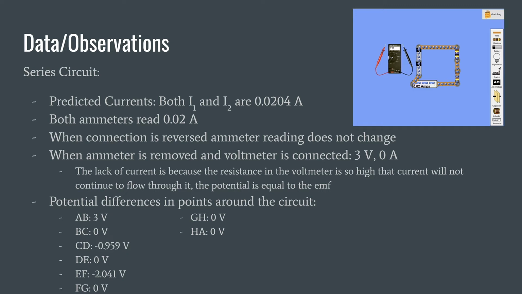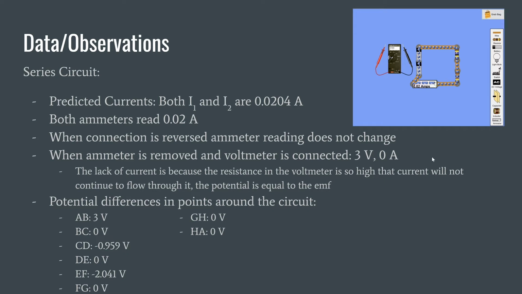When the connection is reversed, the ammeter reading does not change. When the ammeter is removed and the voltmeter is connected, it reads 3 volts, and the circuit does not move. It reads 0 amps when one of the ammeters is replaced, obviously. This is because the voltmeter does not complete the circuit, because the voltmeter is designed to have a high enough internal resistance that it doesn't affect the circuit at all, so no current will flow through it.